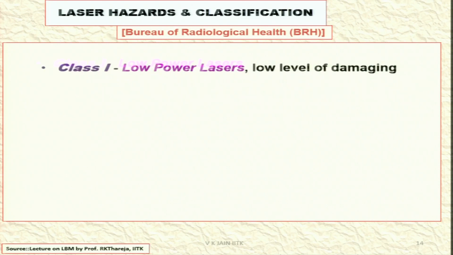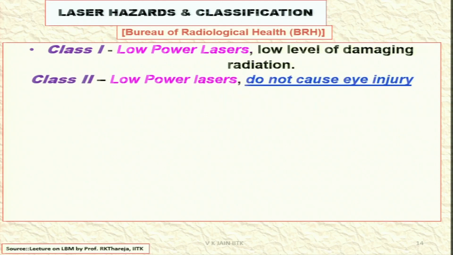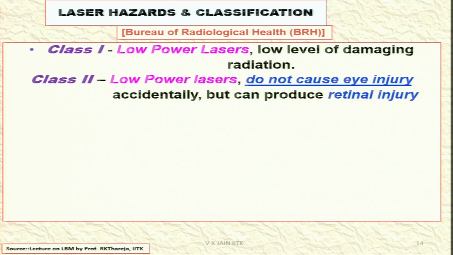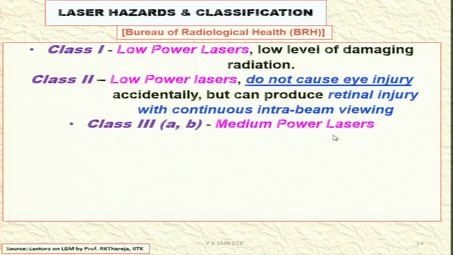Laser hazards and classification. Class 1: low power laser, low level of damaging radiation. Then you have Class 2: low power lasers do not cause eye injury accidentally, but can produce retinal injury with continuous intra-beam viewing. So one has to be very careful in using these lasers and making safe use of these lasers.